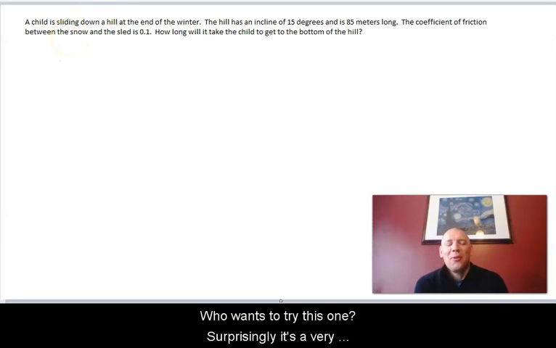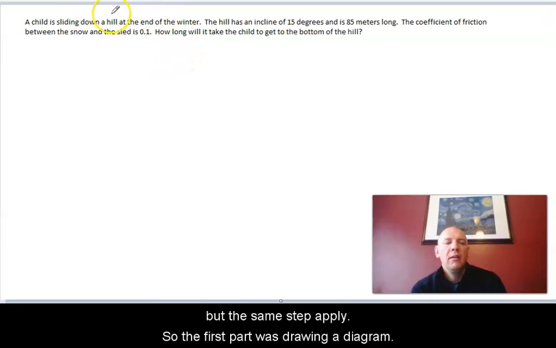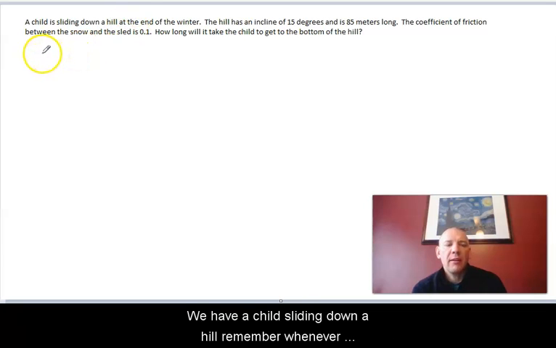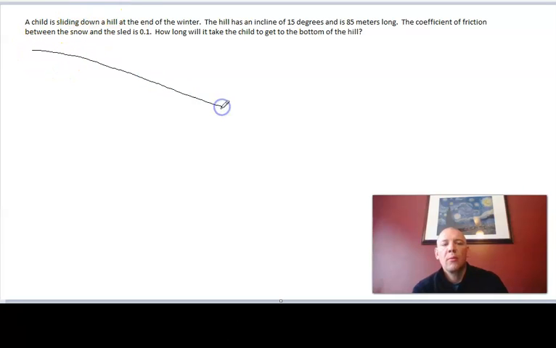Wants to try at this one. Surprisingly, it's a very different problem than the first warm-up, but the same steps apply. So the first part was drawing a diagram. We have a child sliding down a hill. Remember, whenever we're doing these angles, we're trying to make it so that it's clear where the angle is.